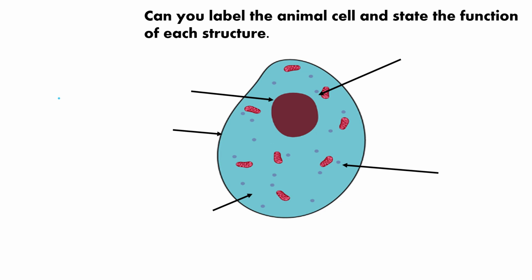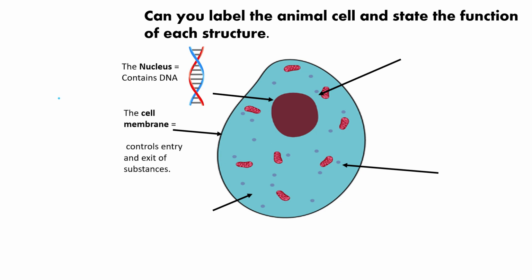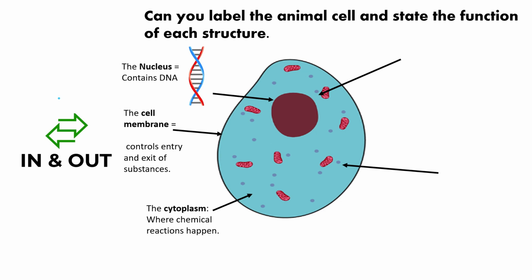What's this structure called in the middle? This is the nucleus. This contains DNA, otherwise called deoxyribonucleic acid, the code of all living things. The cell membrane controls the entry and exit of substances. The cytoplasm is a clear jelly where chemical reactions happen.